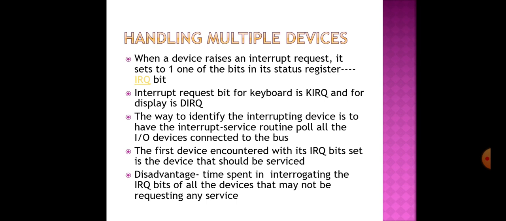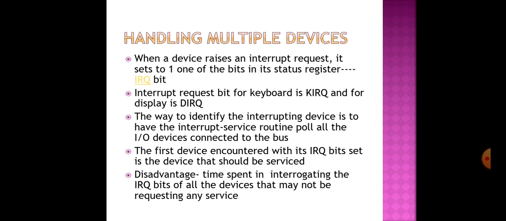Next is handling multiple devices. When a device raises an interrupt request, it's set to one of the bits in its status register. That bit is the IRQ bit, the interrupt request bit. In the previous lecture, we discussed the status register and control register associated with IO operation.